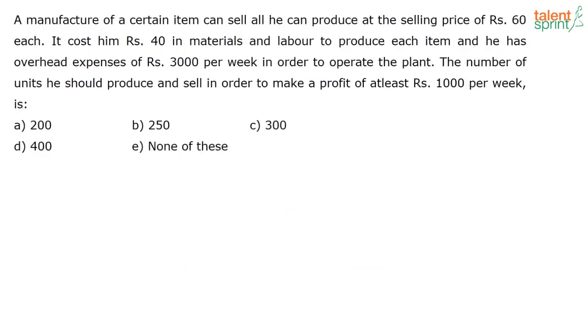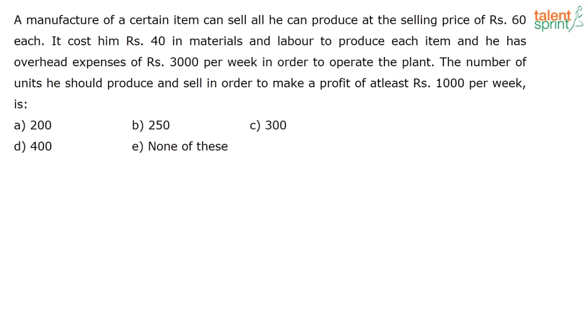A manufacturer of certain item can sell all he can produce at the selling price of rupees 60 each. It costs him rupees 40 in materials and labor to produce each item, and he has overhead expenses of rupees 3000 per week in order to operate the plant. The number of units he should produce and sell in order to make a profit of at least rupees 1000 per week is dash. So solve this and give me the answer.